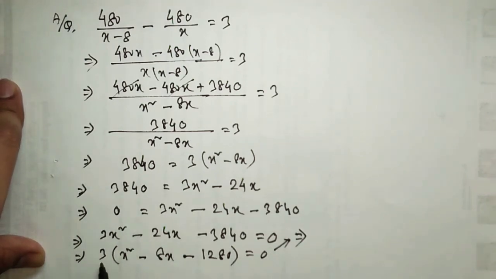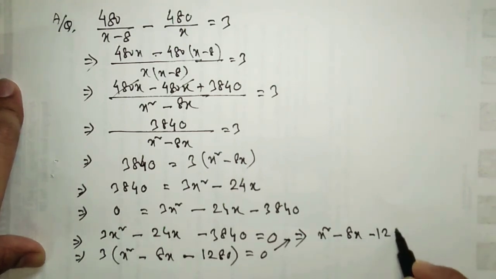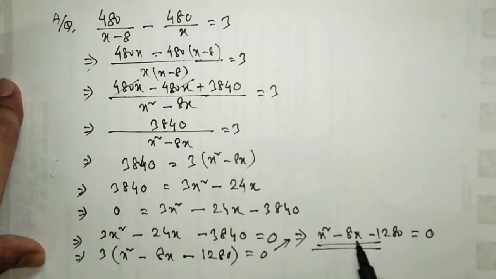Now 3 is multiplied, so on the right side it will be divided. We are left with x square minus 8x minus 1280 equal to, 0 by 3, which is 0. Now you see we got a quadratic equation, x square minus 8x minus 1280 equal to 0, and this quadratic equation is the required quadratic equation for the given question. You don't have to find x because the question only asked us to write the given situation in the form of a quadratic equation. So this is your required quadratic equation for this question.